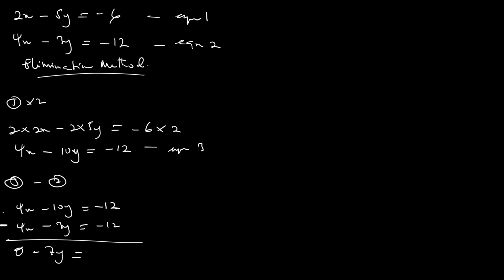Then we have minus 12 minus minus 12, which becomes minus 12 plus 12, because anytime you have two negatives, it tends to go positive. So minus 12 plus 12 gives what? 0. So we have minus 7y equal to 0. Then we divide both sides by minus 7. So we're going to have y equals to 0 over minus 7. Then 0 over any number gives us 0. So y equals to 0.